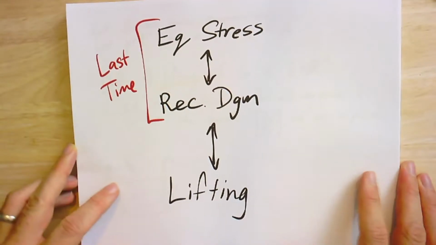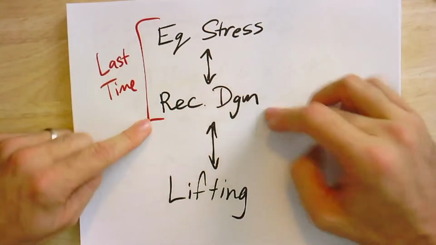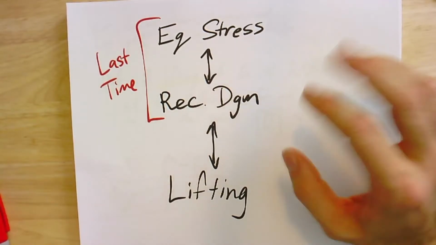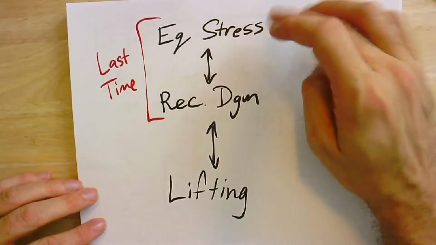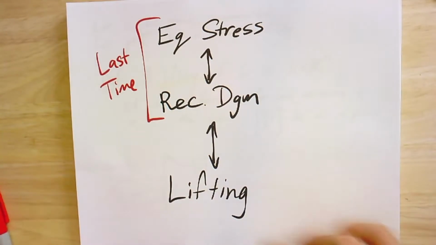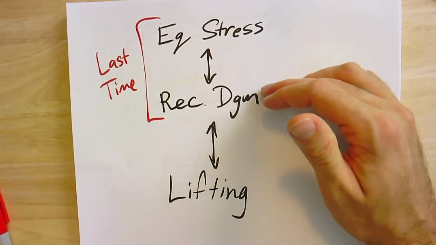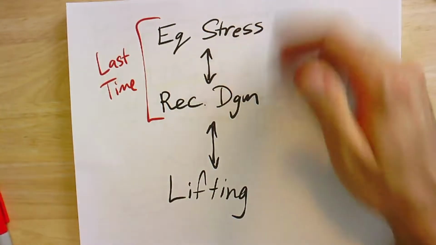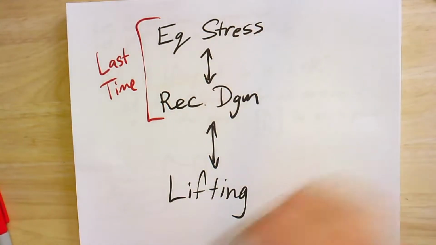Last time, we went from equilibrium stresses to reciprocal diagrams and back. So we showed that, if you have any of these, you can get one of these, and vice versa. Okay, so we saw it in both an existence sense, but also an algorithmic sense. We showed actually how to compute it.